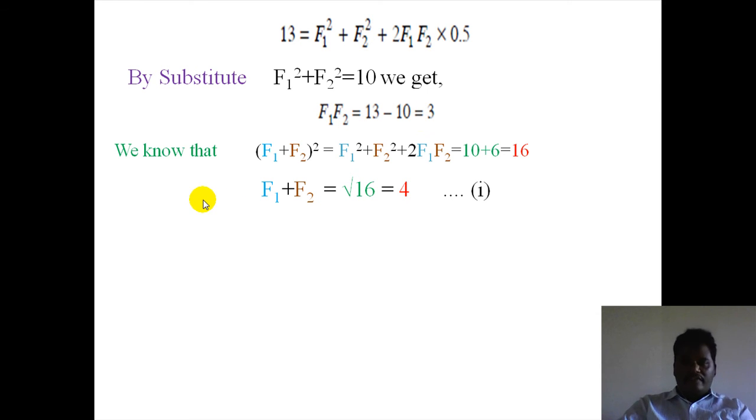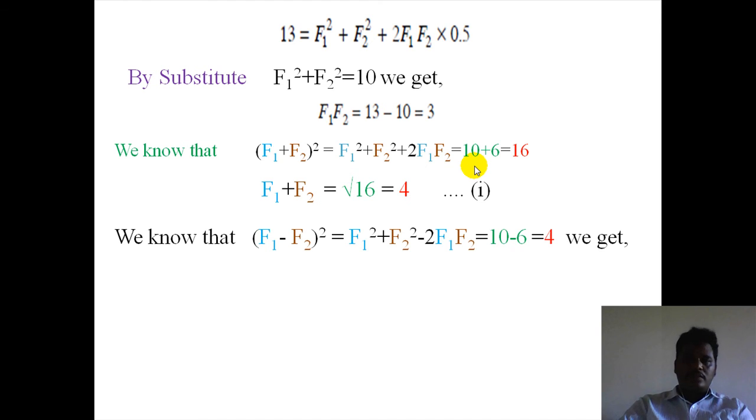Now we know that F1 plus F2 whole square is equal to F1 square plus F2 square plus 2F1F2. F1 square plus F2 square is 10, from the first equation. F1F2 is equal to 3, so 2F1F2 is equal to 6. Now 10 plus 6 is 16. We get F1 plus F2 whole square equal to 16.